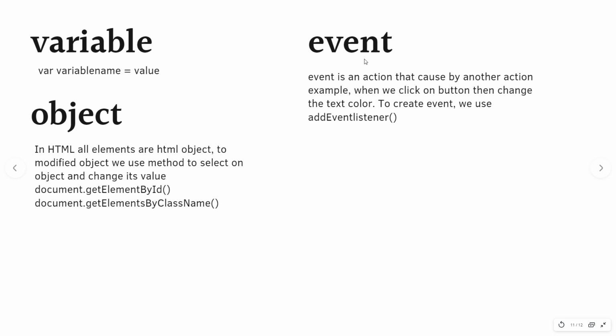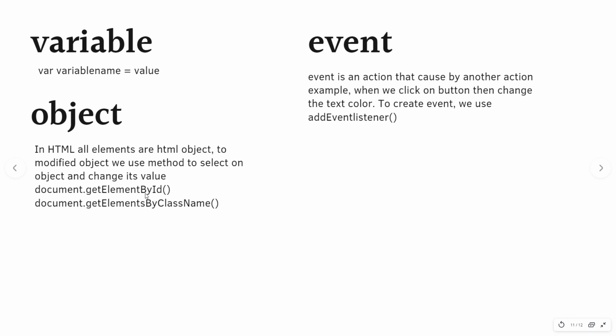Go next to event. What is event? Event is an action that is caused by another action. For example, when we click on the button, then change the text color. To create an event, we use addEventListener on the object. So now I have a button.